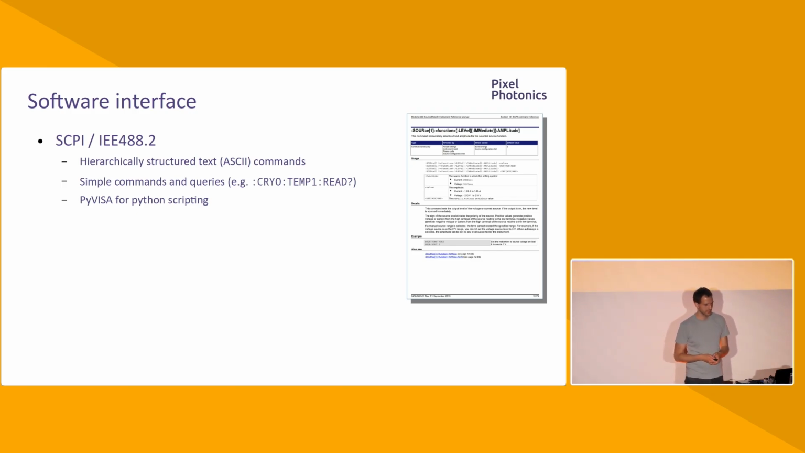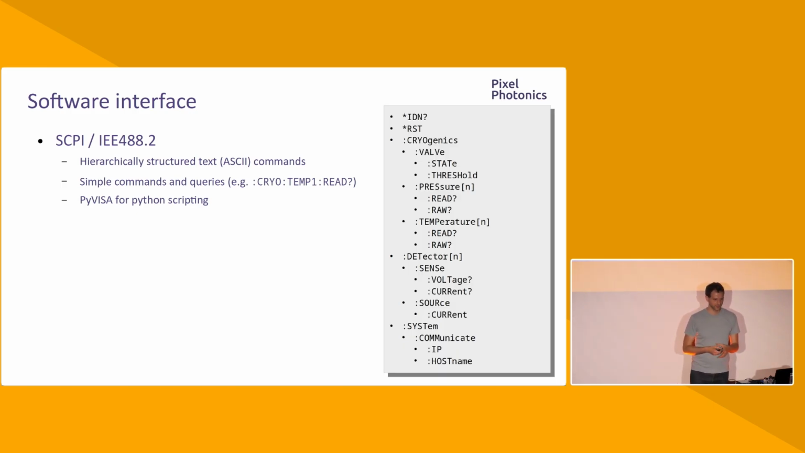A lot of them support this, and it essentially consists of ASCII commands and queries, and they are ordered in such a hierarchical tree. So for our example, you have some top-level commands which are standardized, like giving your identification or reset the device, but then you also have this hierarchy, the structure, which maps nicely to the subsystems that we have in our case. So for instance, for the cryogenics, you may have a subsystem which is the valve or the pressure reading, the temperature sensors. And then you have multiple instances of the SNSPDs, of the detectors, which also expose different API endpoints.